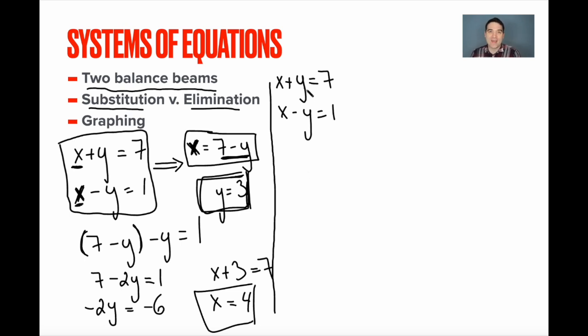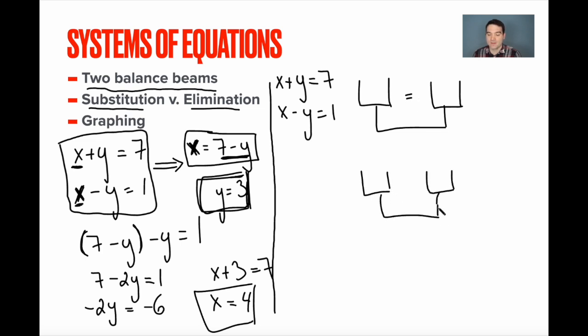We have two balance beams here, and let me extend the analogy a little bit more. I'll draw the balance beams out. Here's one balance beam, and here's the other balance beam. There we go. There are two balance beams that are level, right?